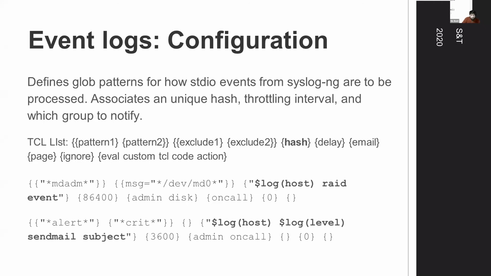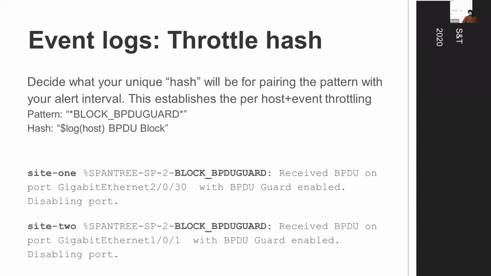configuration. So you have the on-call or the admin groups defined here again, and you can define it even more granular above to say, okay, we do get alerts for MD admin, but we want to treat those differently. So you can specify that by stating it above. And this becomes the default email subject within Sendmail as well. And the throttle hash is what makes it unique for where you can send it to.